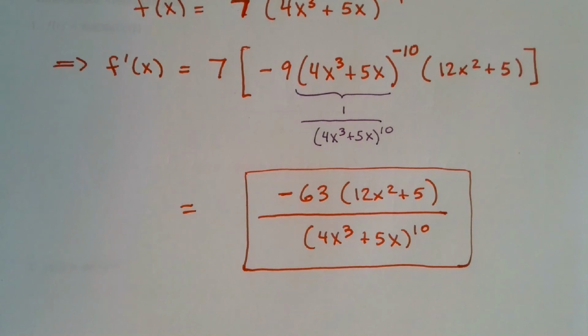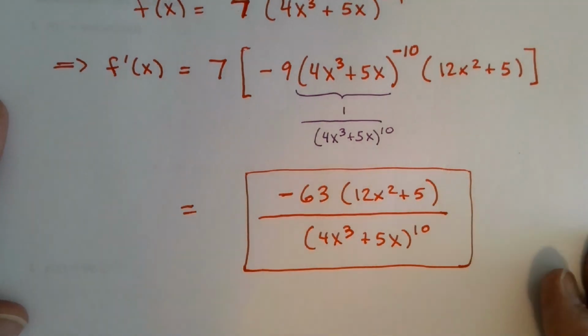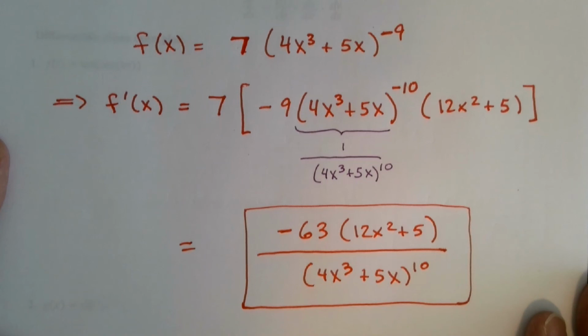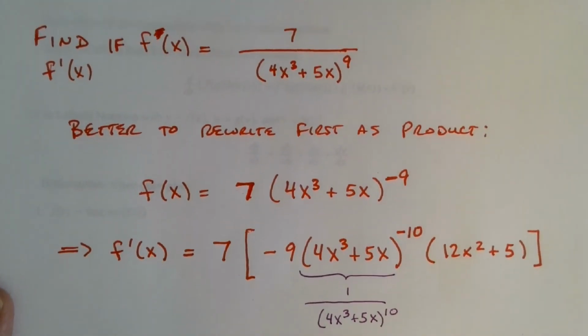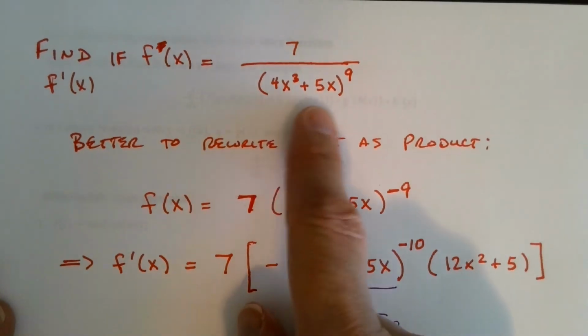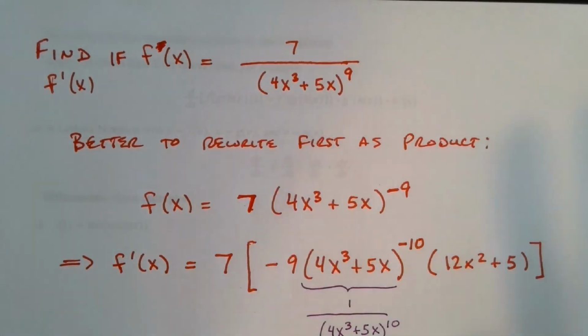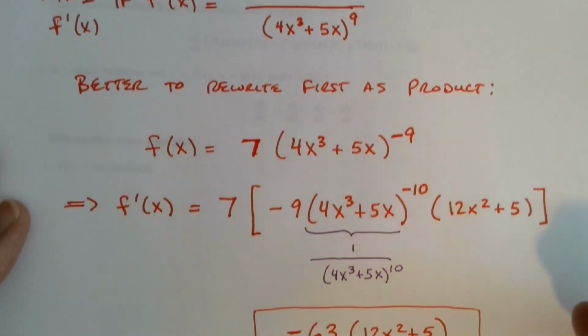Okay. So again, this is better. Had we tried to do this just as a quotient rule, it gets rather messy in there. It's not bad, I should say. It's not bad, but it's just a little easier to do.